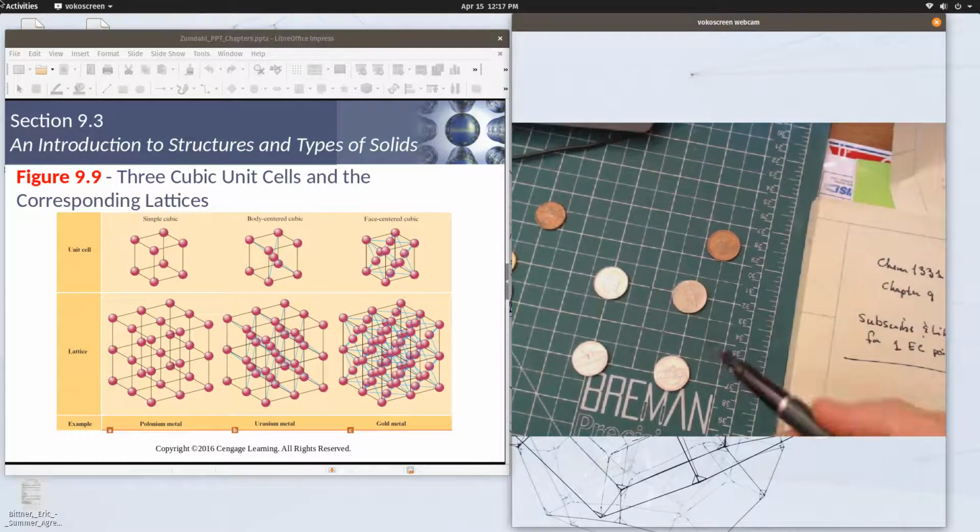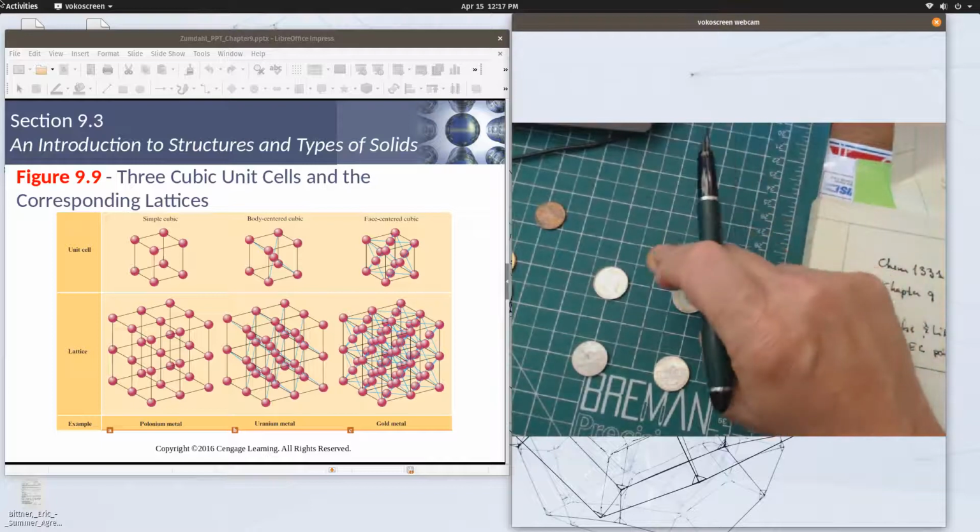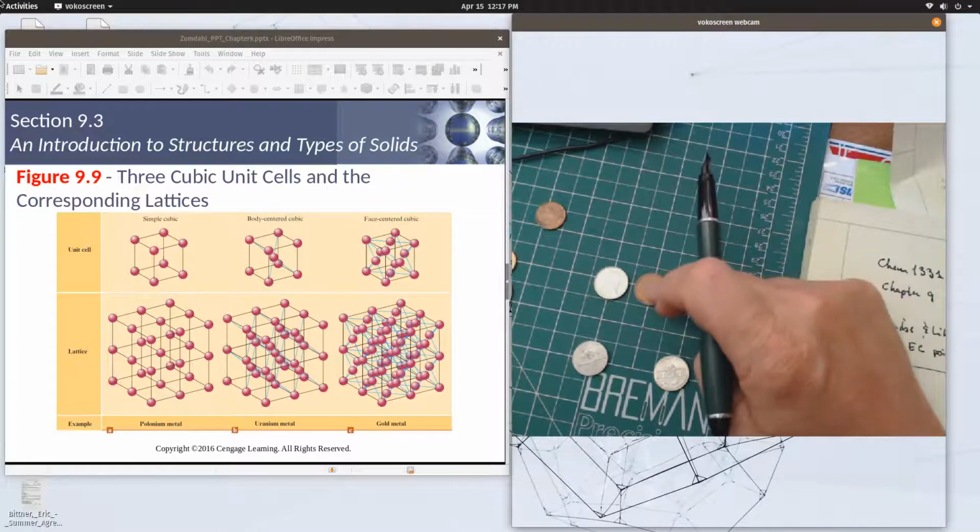Now you can also have a face-centered cubic cell, and that would be taking, let's say like an atom. Let's ignore the fact that these are pennies for the moment.